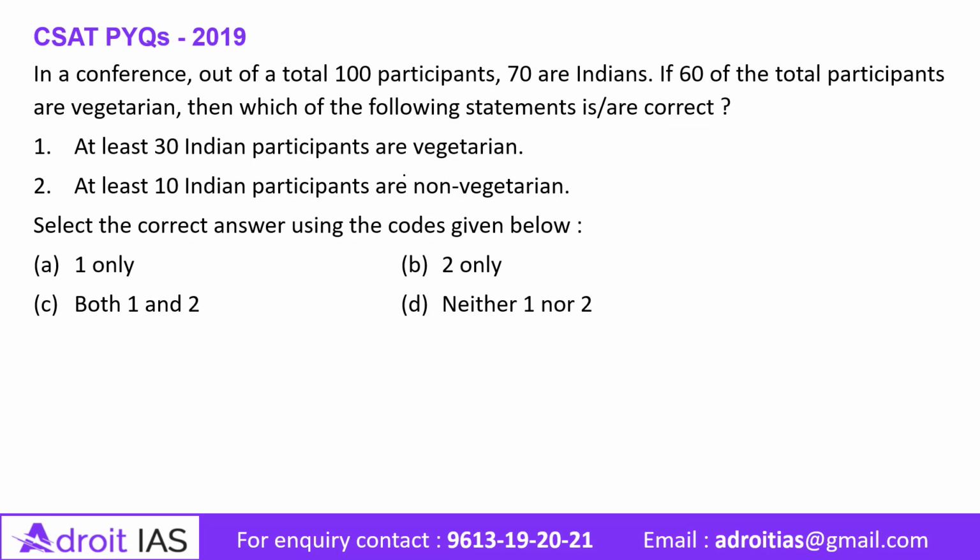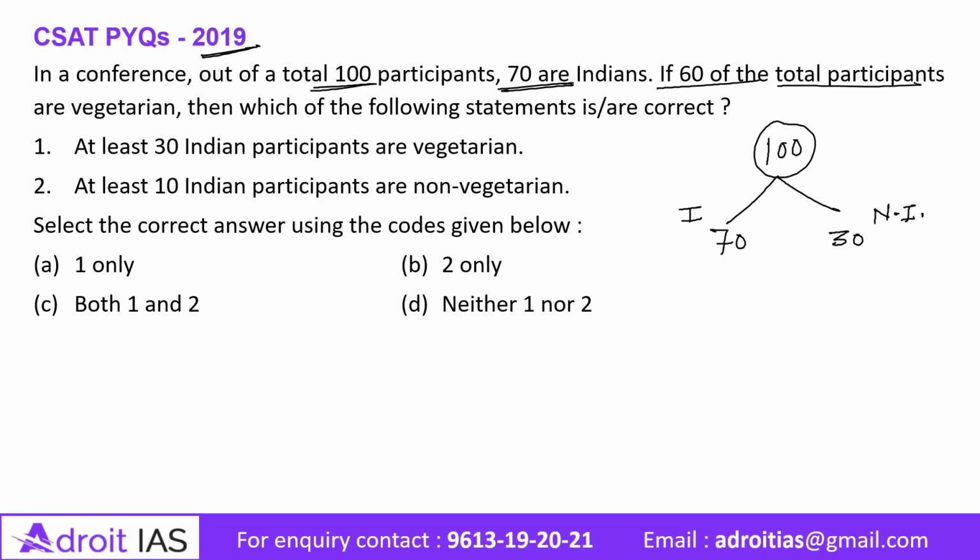Okay. Next question is again from the year 2019. Question says, in a conference, out of a total 100 participants, 70 are Indians. Okay, so 100 participants are there. Out of that, 70 are Indian and 30 are non-Indian. Alright. After that, 60 of the total participants are vegetarian.